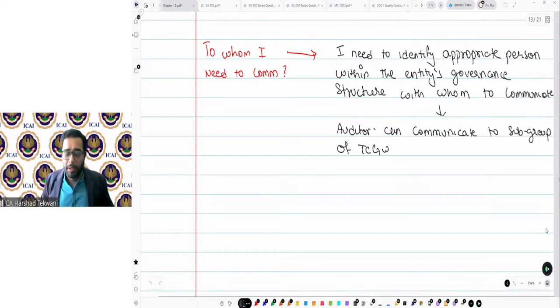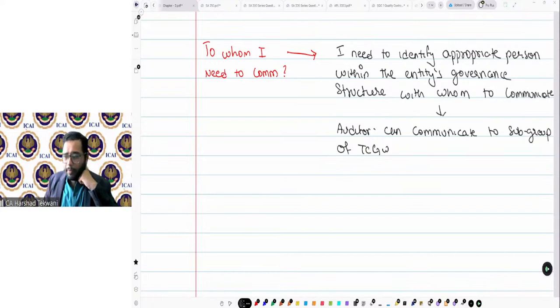Whatever examples I have given are of a big company. What if it was a small company, an OPC? Whom will you contact? In case of OPC, what will you do? From where will you bring those charged with governance, audit committee, or these kinds of committees?